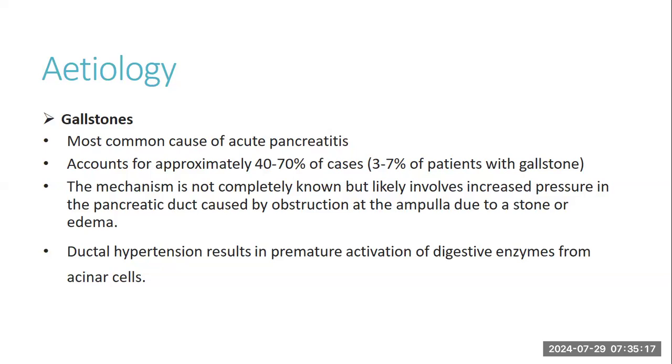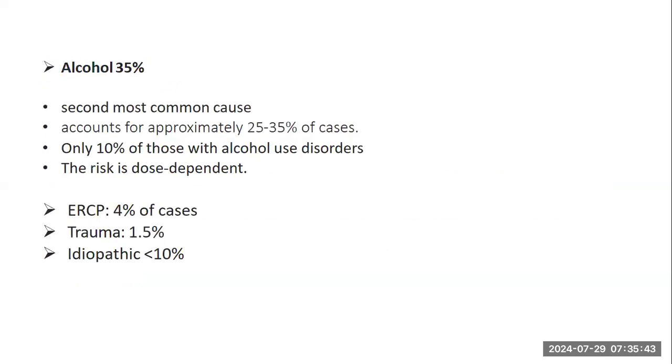However, only 3 to 7% of patients with gallstones would come down with acute pancreatitis. The mechanism is not completely known, but it's said to involve an increased pressure in the pancreatic ducts, which causes an obstruction at the ampulla due to the stone or edema. Then this ductal hypertension results in a premature activation of digestive enzymes from the acinar cells.